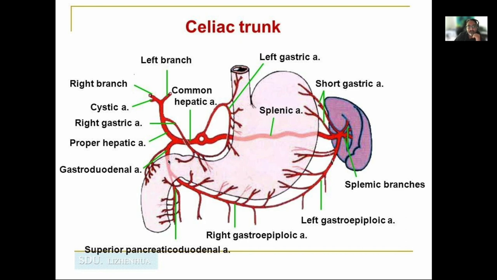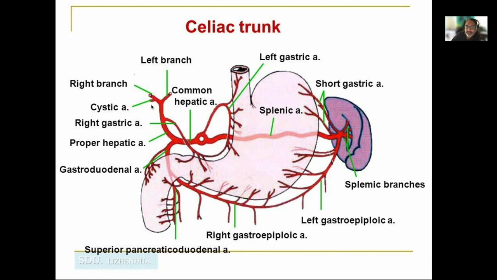Yes, once it gives the gastroduodenal artery, it becomes the hepatic artery proper. So it's a common hepatic artery first, then it gives the gastroduodenal branch, and then it becomes a proper hepatic artery. So the proper hepatic artery gives the right gastric artery, the cystic artery, the right hepatic artery and the left hepatic artery.